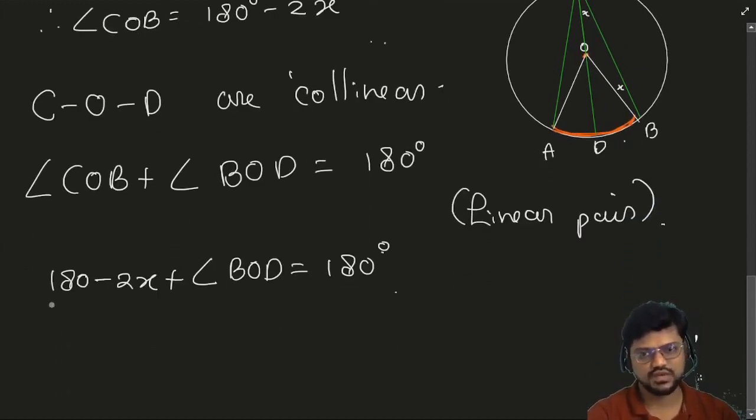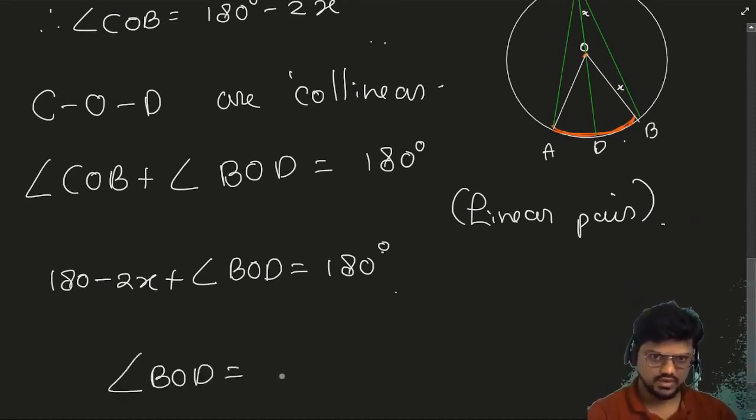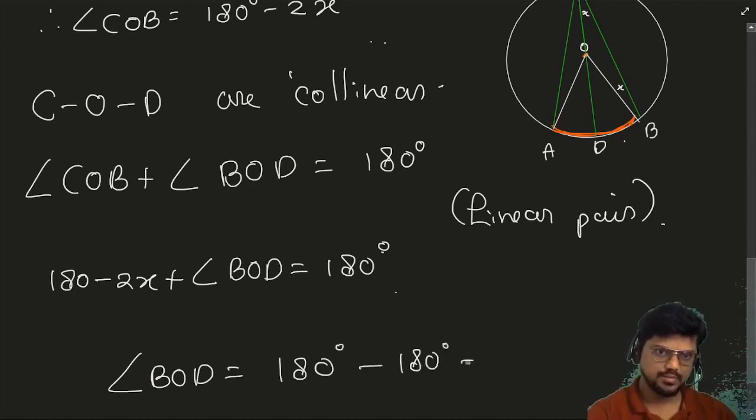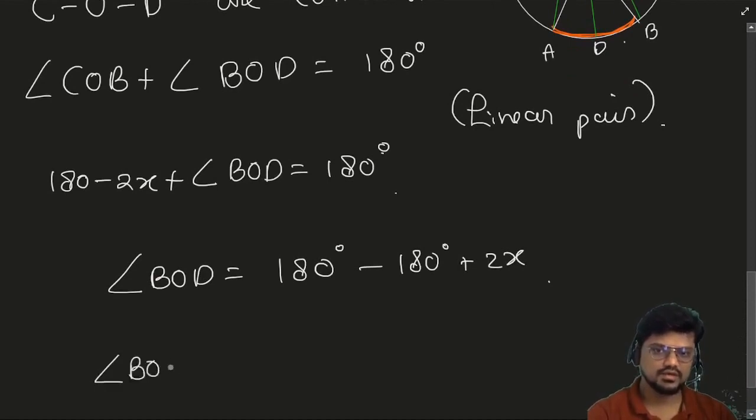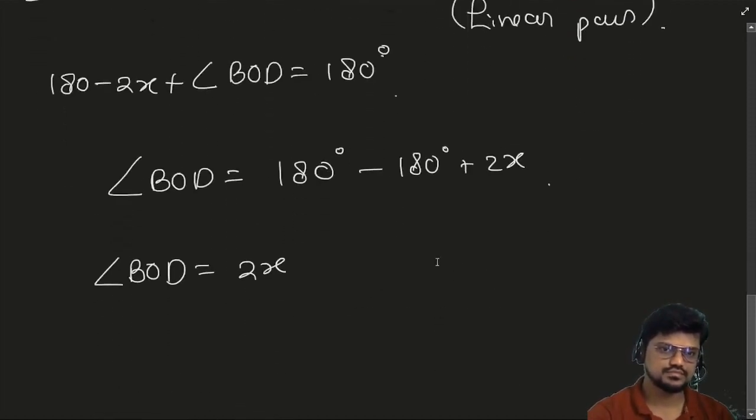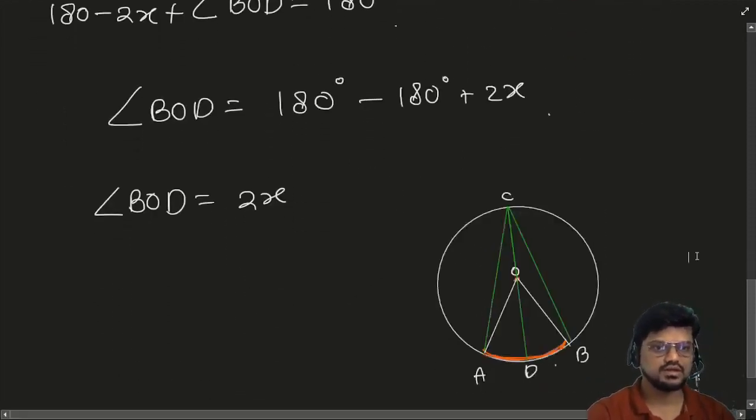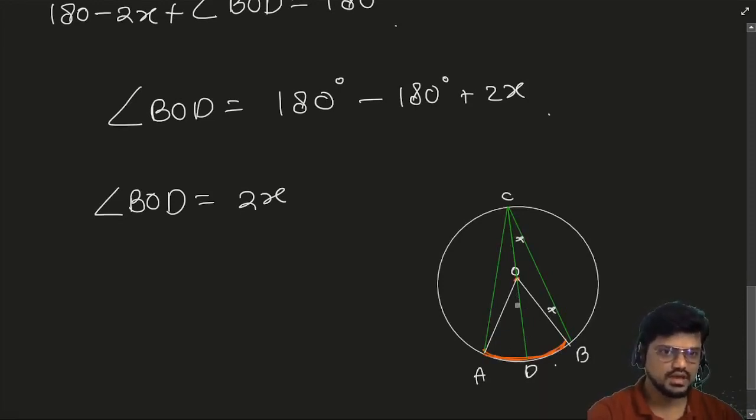This 180 minus 2x goes on that side. Angle BOD equals 180 degrees minus 180 plus 2x. So finally I get angle BOD equals 2x. Are you getting it? Angle BOD means if this is x, I'm getting this angle as 2x.